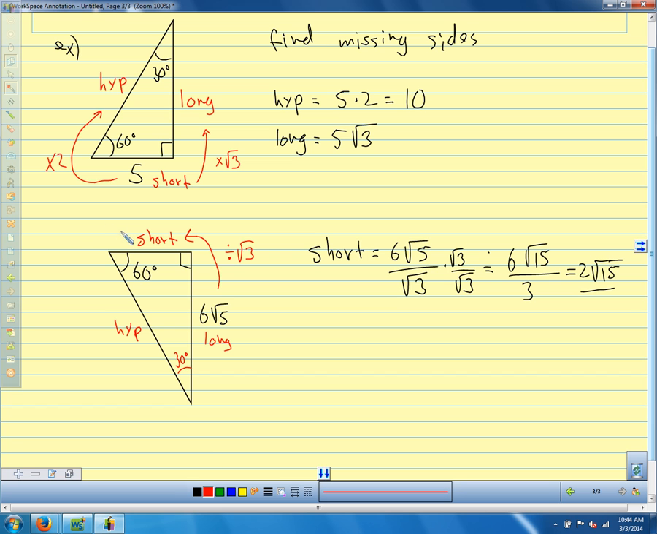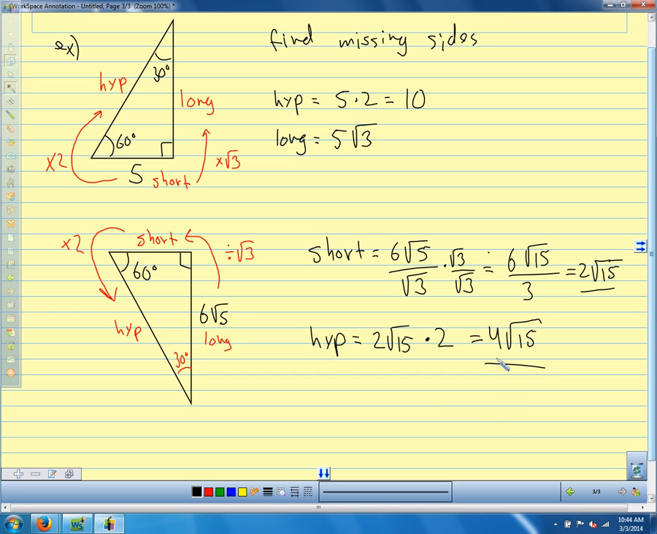And now to go from the short to the hypotenuse, what do I do? Multiply or divide? Multiply. It has to get bigger, right? Multiply. So the hypotenuse is 2 square root 15 times 2. And I can multiply the numbers outside the square root. So I get 4 square root 15.